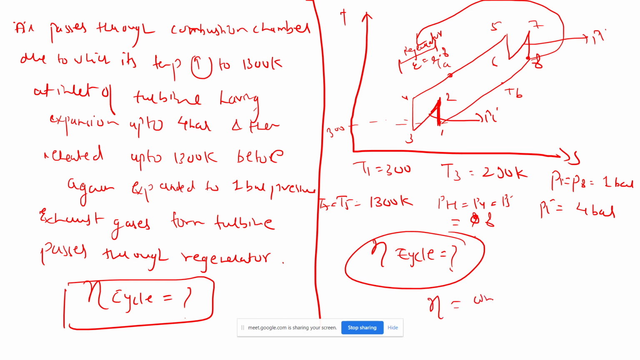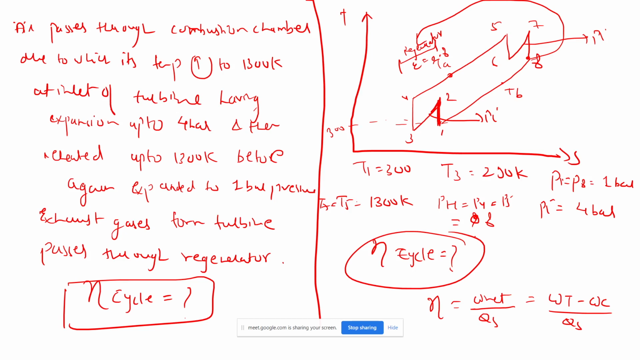Efficiency is net work output W upon net heat addition Q. So what is the net work? Net work is turbine work minus compressor work, upon heat addition. So what is the turbine work? Tell me from the diagram.